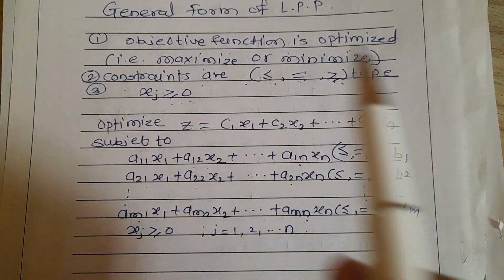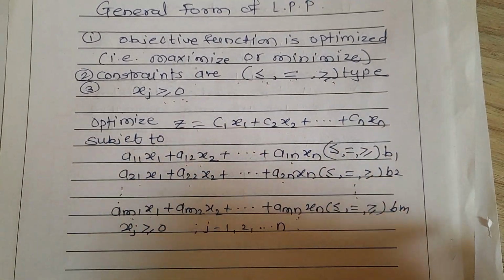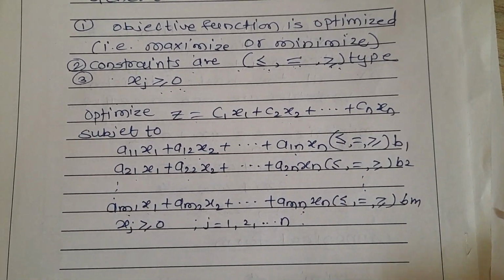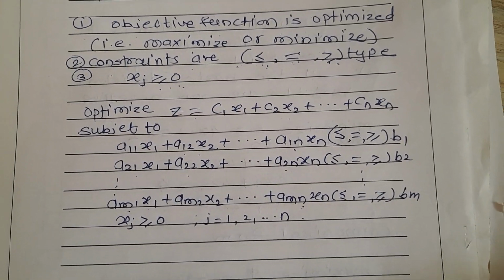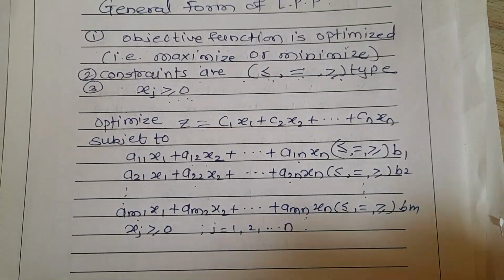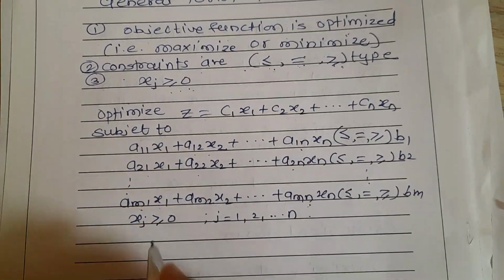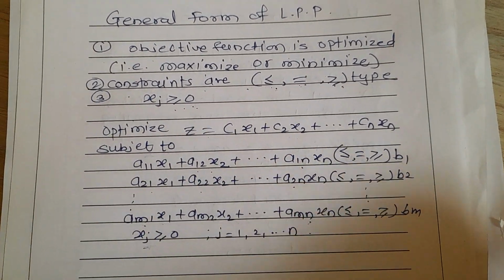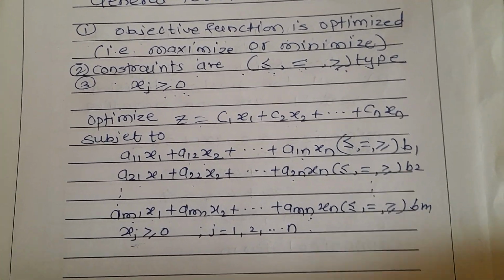This LPP is of either maximized type or minimized type. Constraints are either less than or equal to type, or equal to type, or greater than or equal to type. There is no restriction on constraints and objective function. The only restriction is the non-negativity constraint, that is xj greater than or equal to 0. This is called the non-negative restriction.